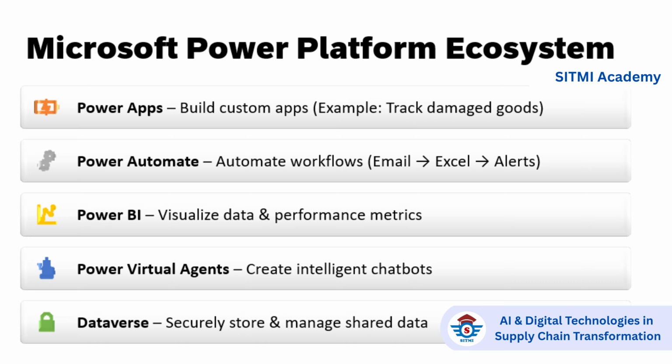The third one is Power BI, a data visualization tool that turns raw data into meaningful insights. Supply chain teams use it to track KPIs like on-time delivery, inventory turnover, or supplier performance. Then we have Power Virtual Agents, which allow users to build intelligent chatbots without writing code. For instance, a logistics company can create a chatbot to answer driver queries about delivery routes or shipment status.